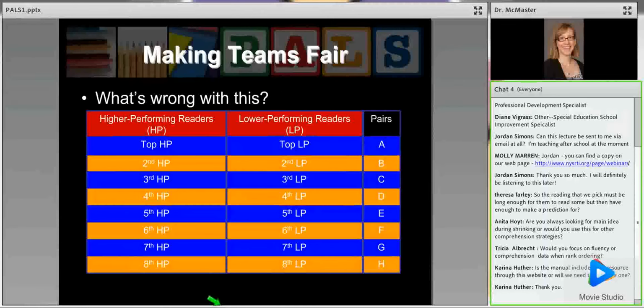All right. Now, when we put teams together, we want to make sure that they're fair. So let's say that this is a picture of teams, so the blue pairs are on the blue team and the gold pairs are on the gold team. What's wrong with this? Why isn't this fair? Just let you think about that for a minute. And basically the answer is that the blue team is a little bit higher performing than the gold team.